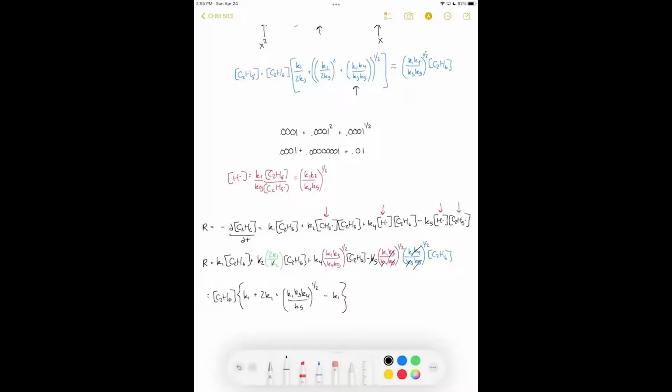So putting all of this together, we will end up with 2k1 plus the square root of our rates. Using the same approximation as before, we'll say that this one will be by far the largest since k1 is a small number. To approximate the rate as k1 k3 k4 over k5, take the square root, and multiply by C2H6.